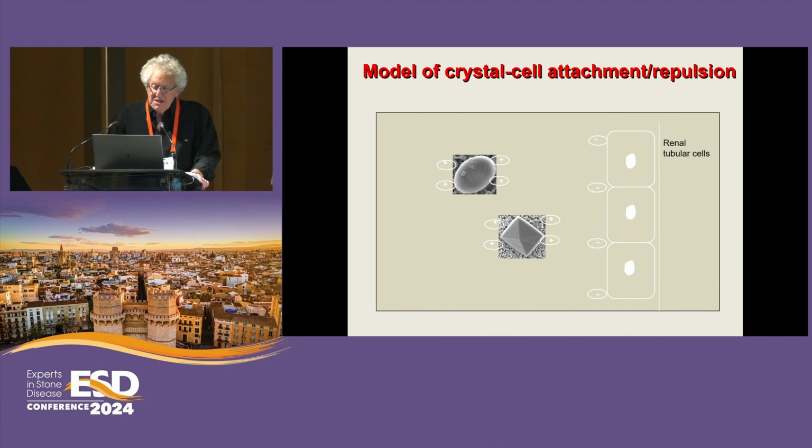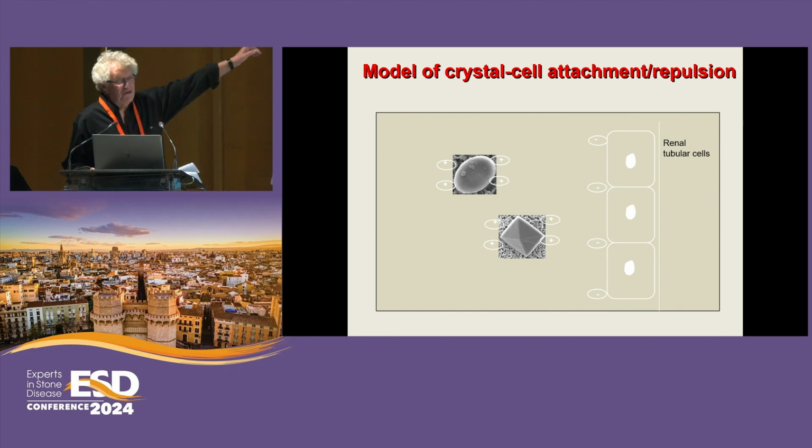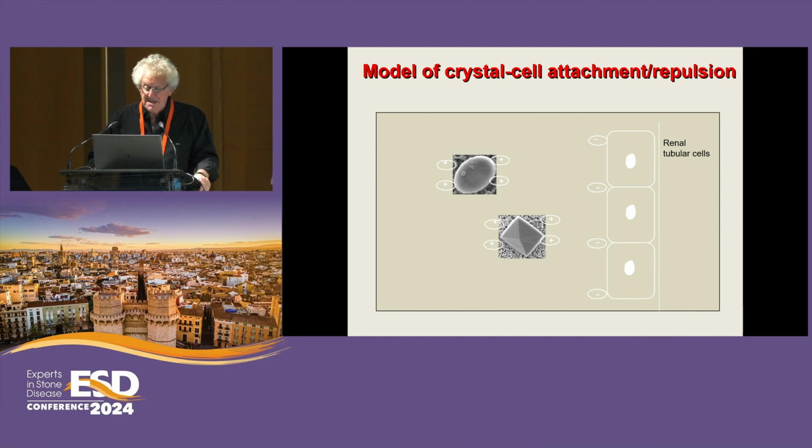So here's an example of crystal cell attachment and repulsion. We notice that the outside surface of the calcium oxalate crystals, this is the monohydrate in the top left and the dihydrate on the bottom right, has a partial positive charge. The renal tubular cells have a partial negative charge, and so there's going to be attraction and adhesion.